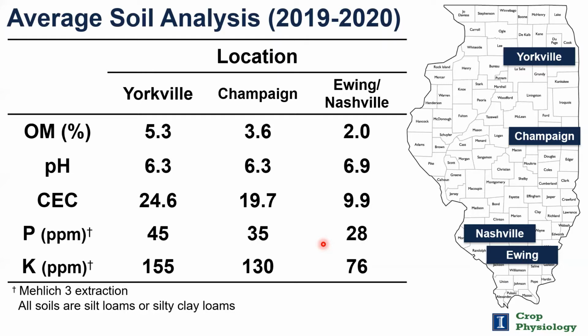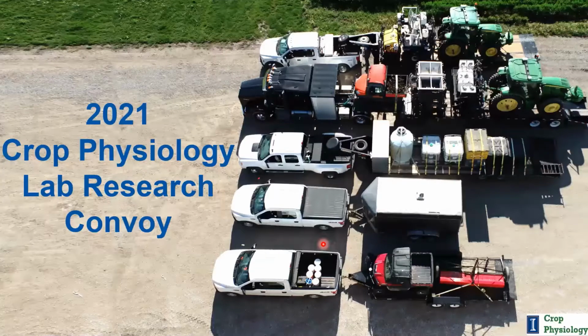Now, one thing that we don't want to vary across sites is the equipment that we use to put out this research. And this is a picture of our research convoy that we take out in the springtime when we go planting. So here we have our pickup trucks, our semi.